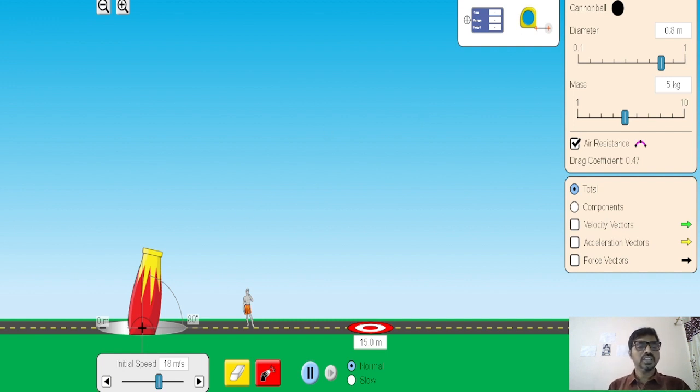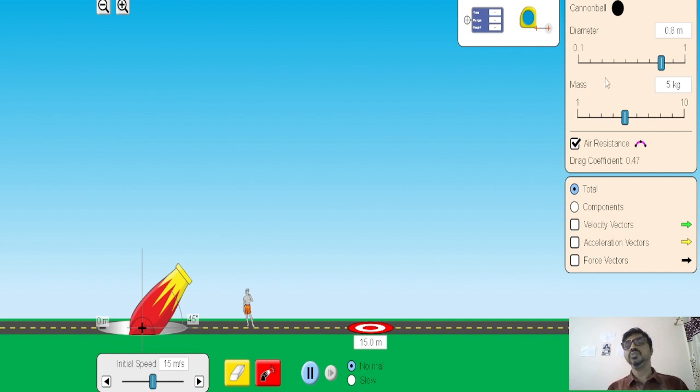As usual, on the left hand side at the bottom you have the speed of projection, which can vary from 0 to 30 meters per second. Let's take somewhere in the middle, say 15 meters per second. Similarly, the angle of projection can be varied from 25 degrees to 90 degrees. Let's take 45 degrees, as we discussed already. At 45 degrees the horizontal range would be maximum for a given speed of projection. We have already seen it.